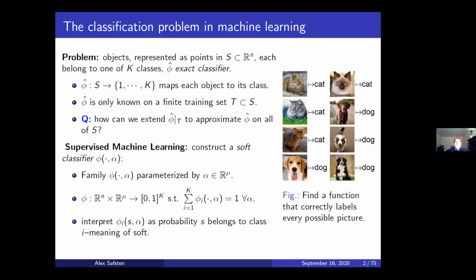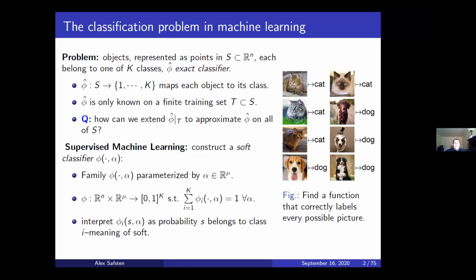So in the classification problem, you have several objects which are represented as points in S from Rn, and each one belongs to one of k classes. And we have a function phi hat, which is an exact classifier, which maps each object in S to its correct class. But the problem is that phi hat is only known on a finite set, which we call the training set from S. And the question is, how can we extend phi hat so that it approximates the true phi hat on all of S?